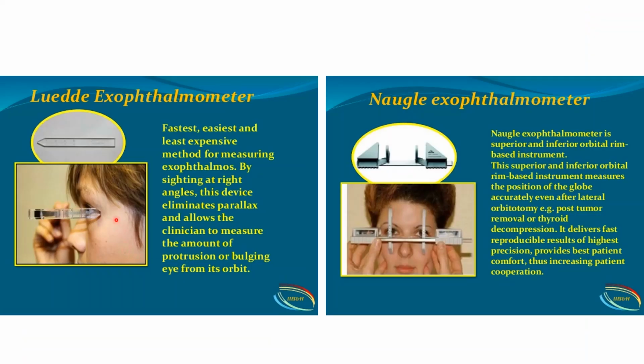The other one is Naugle. In Naugle, we also have the vertical rods on it, and this is more accurate, especially when there are facial injuries leading to asymmetry of the orbits. Also, this is a Luedde exophthalmometer. This is fastest and easiest, and we rest this at the lateral orbital margin, and we can directly measure from there.